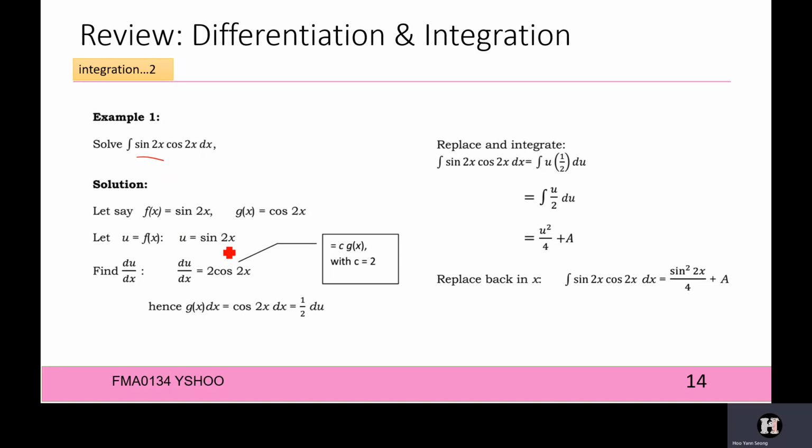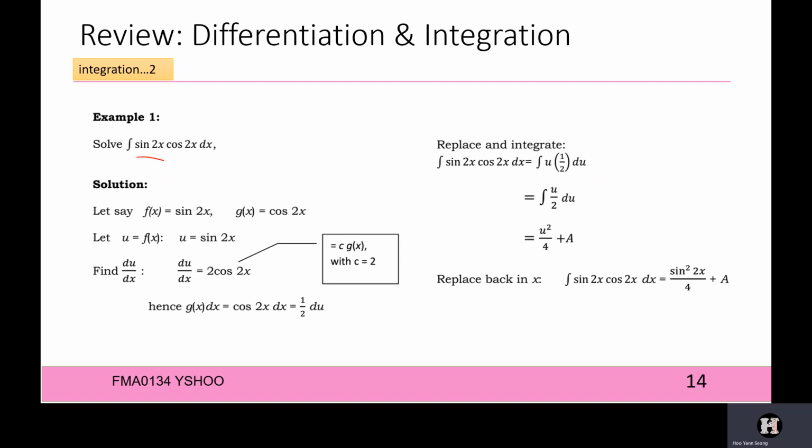Okay, so you differentiate, you will get 2 cos x. Definitely you need to get the dx, so you substitute into your dx, so you will get this one. Okay, so then integrate u squared.